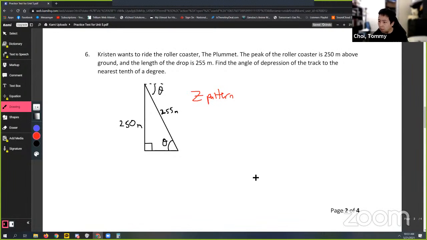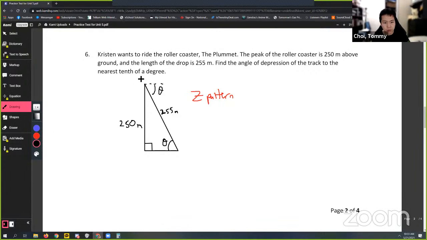It's the same idea. If you are on top of the roller coaster and you're looking down at your friend on the ground, the angle at which you have to look down is equivalent to the angle your friend has to look up to see you, which makes sense. You're making eye contact, right? So that's kind of the idea there. So once we have that information down, we're solving for theta.